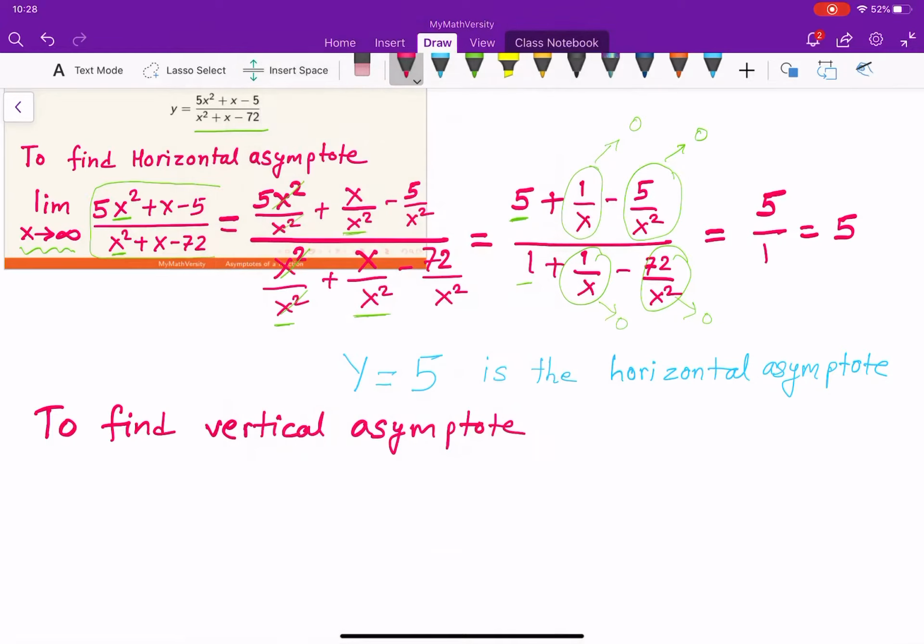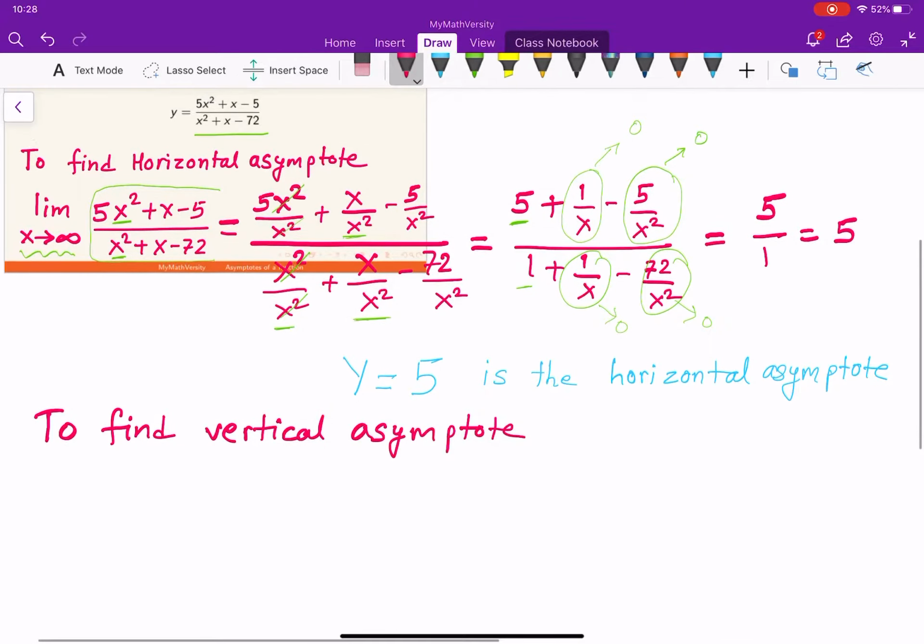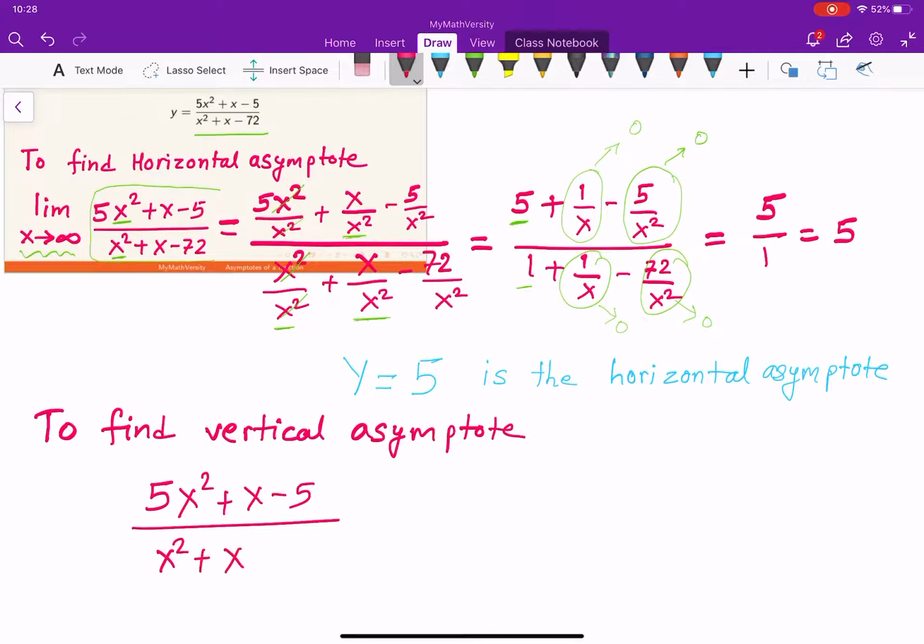So what I want to do here is factor the denominator. The given curve is (5x² + x − 5) over (x² + x − 72). Let me factor the denominator. This is quadratic, so x and x, I can get it, right? I now need two numbers whose product is negative 72, but when I combine them I need to get x. How is that possible?